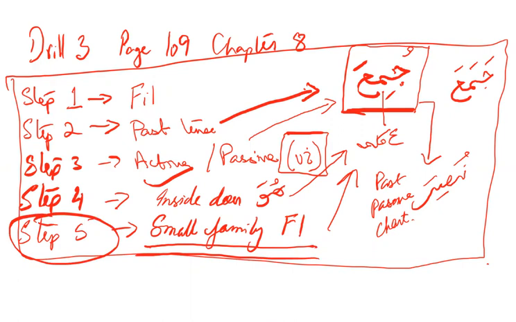Okay. So when we decide that it is a fa'al, then we have to see its past or present. So we decided it is past. Then we saw it's active or passive. We saw it is active. Then we also know about the inside doer. Now what is left is the family. So when we go to the family, let me just clear this so that I can explain. So it is Jama'a, right?